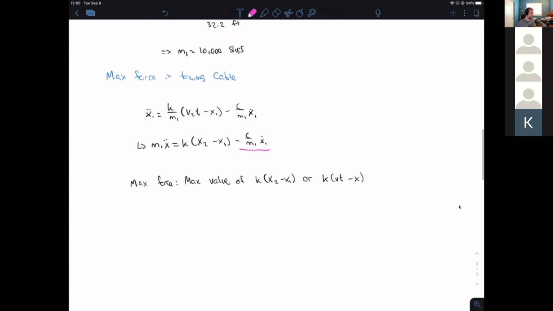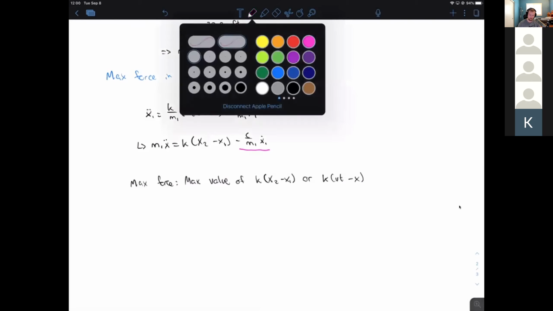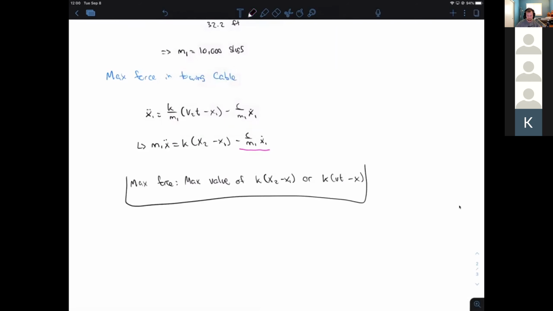And then you'll see next week, if we did include the damping coefficient here, that it would take our force down by about half the maximum force. Anyway, so you want to box this right here, because you're going to need that for the lab. That's one of the first deliverables that we have.